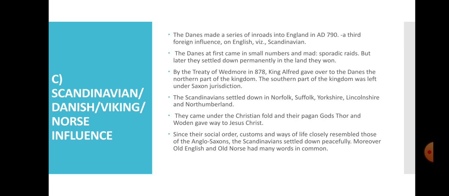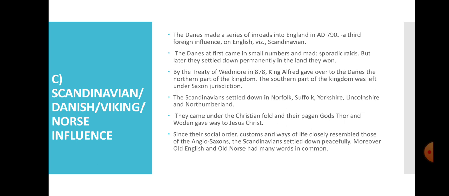Since their social order, customs, and way of life closely resembled those of the Anglo-Saxons, the Scandinavians, or the Vikings, had a similarity with Anglo-Saxon culture and social life. So, Old English and Old Norse had many words in common, and the Old English and the Norsemen were able to communicate with and comprehend each other without much difficulty.